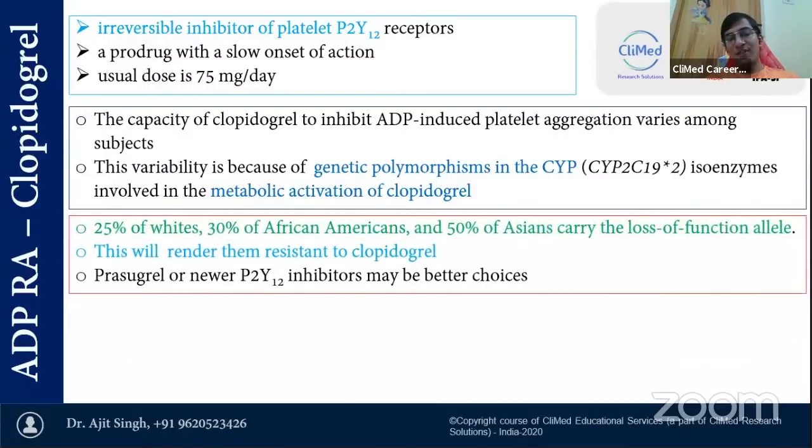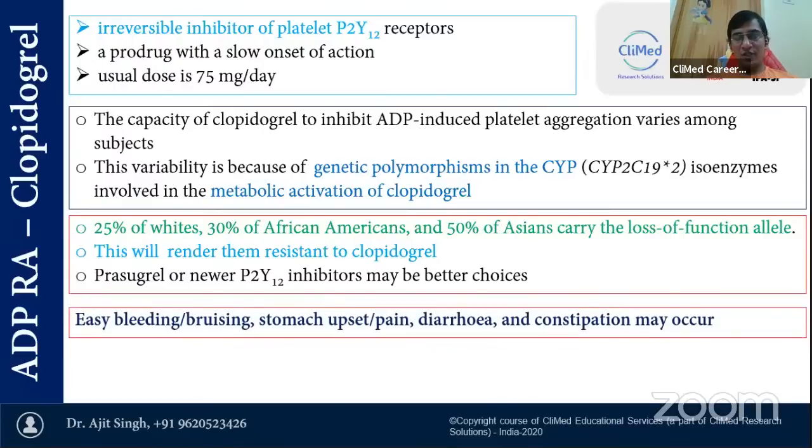Like, see, 25% of whites, 30% of African Americans, and 50% of Asians carry the loss of function allele. This is the loss of function allele, meaning this cytochrome 2C19 allele 2 is lost in 50% of Asians, 30% of Americans, and 20% of whites. So this will render them resistant to clopidogrel. Got it? But prasugrel or newer P2Y12 inhibitors like ticagrelor may be the better choices over clopidogrel, right? As ticagrelor has overcome all these problems, we can go for ticagrelor.